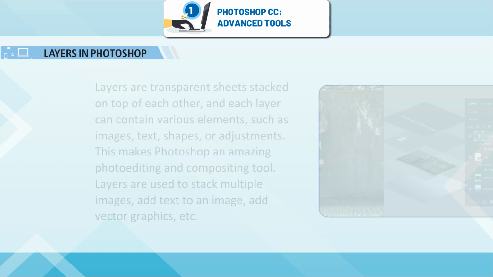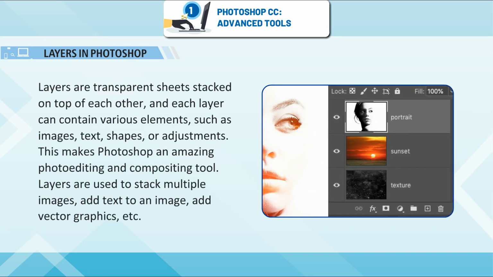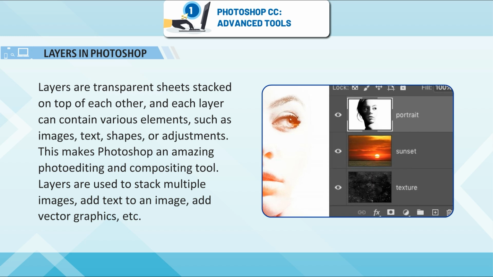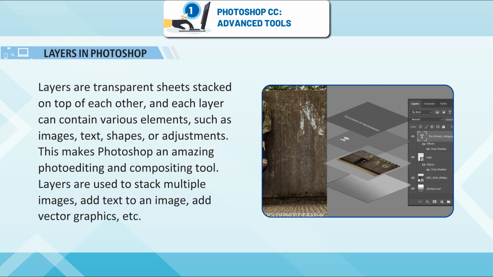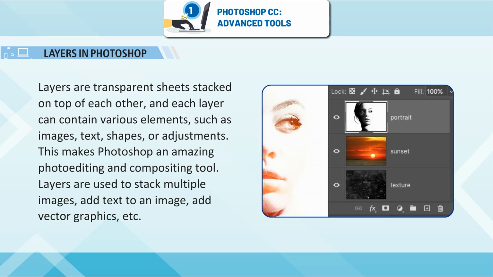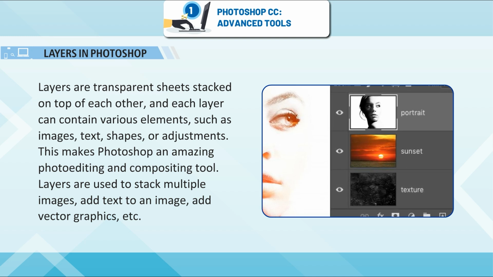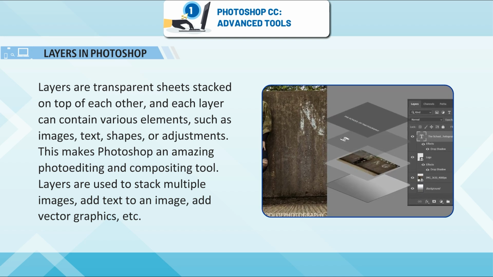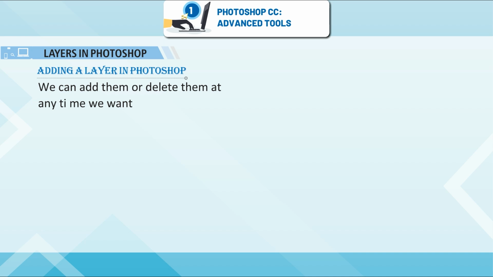Layers in Photoshop. Layers are transparent sheets stacked on top of each other, and each layer can contain various elements such as images, text, shapes, or adjustments. This makes Photoshop an amazing photo editing and compositing tool. Layers are used to stack multiple images, add text to an image, add vector graphics, etc. Adding a layer in Photoshop: we can add them or delete them at any time we want.